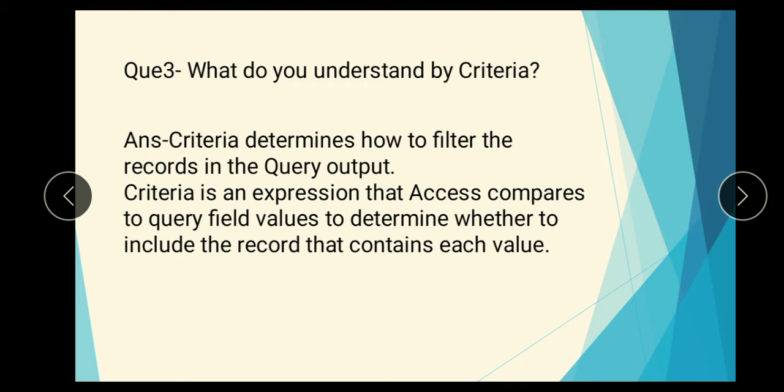Criteria determines how to filter the records in the query output. Criteria is an expression that compares the query field value to determine whether to include the record that contains each value. When you give the condition or criteria, the value is compared and you find the particular value that matches the given condition. So this is criteria.